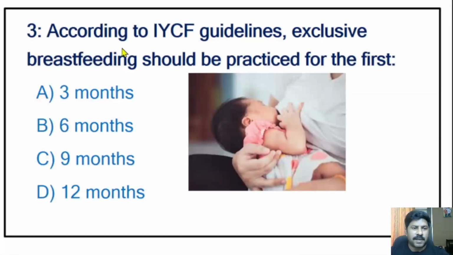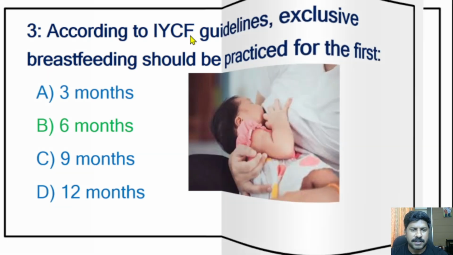Third question: according to IYCF guidelines, exclusive breastfeeding should be practiced for the first 3 months, 6 months, 9 months, 12 months. So what is IYCF? If anyone knows, you can comment below. So here the correct answer is 6 months. Exclusive breastfeeding should be practiced for the first 6 months.